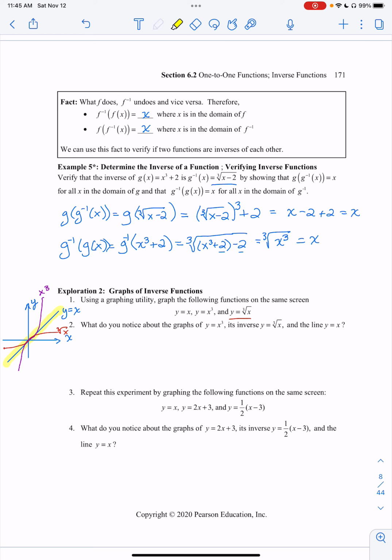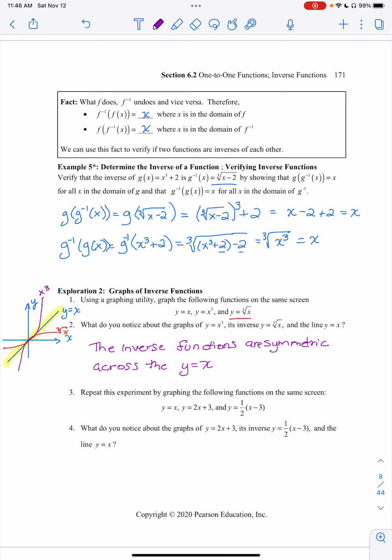Okay? So what we notice from number 2 is that the inverse functions are symmetric across the line y equal to x.